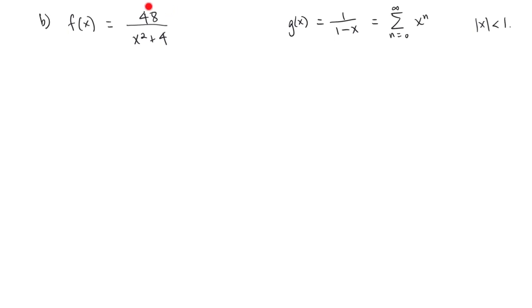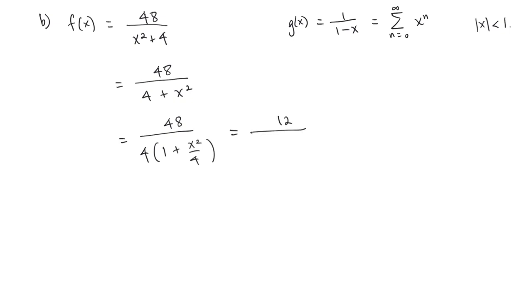If we hope to use the geometric series to write the power series for f of x, we need to rewrite it in the form of the geometric sum. That means that we can rewrite it as 48 over 4 plus x squared. And then we factor out the 4 so that we have the 1 in the denominator. Factor out the 4 in the denominator, we have 4 times 1 plus x squared over 4. 48 over 4 is 12. The denominator is now 1 plus x squared over 4.